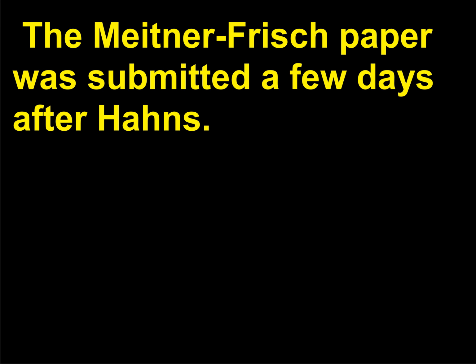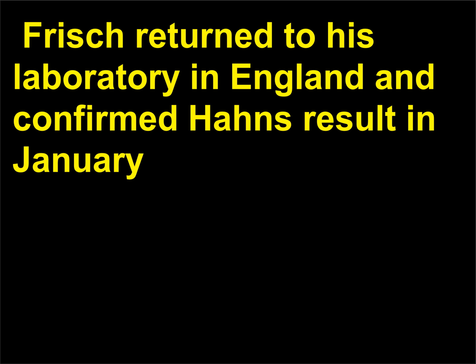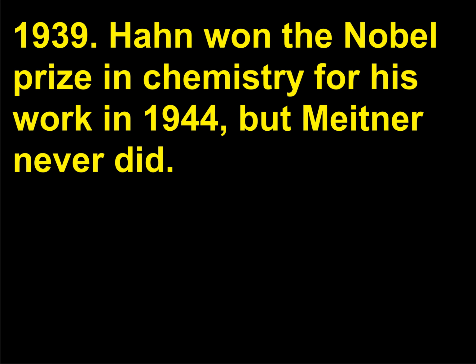The Meitner-Frisch paper was submitted a few days after Hahn's. Frisch returned to his laboratory in England and confirmed Hahn's result in January 1939. Hahn won the Nobel Prize in Chemistry for his work in 1944, but Meitner never did.